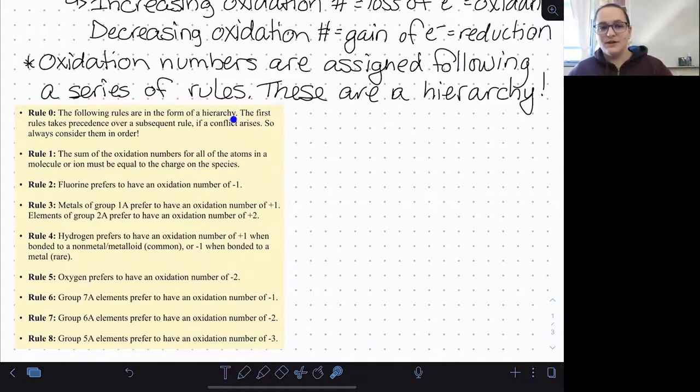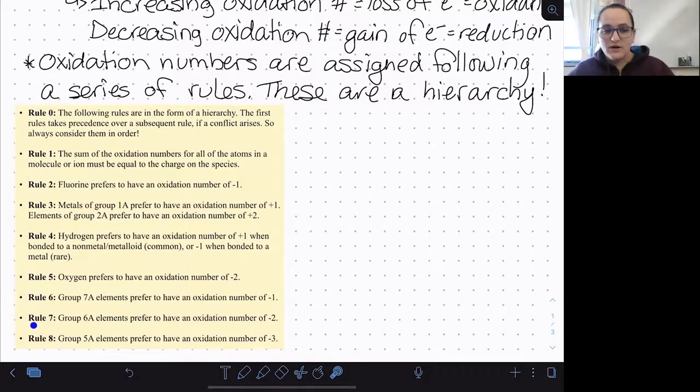Rule 0, just telling you that the rules are a hierarchy, so anything at the top supersedes anything over the bottom. Always consider them in order. Rule 1 tells us that the sum of all of the oxidation numbers for the atoms in a molecule or ion must equal the charge. So if you're talking about a neutral molecule, all of your oxidation numbers have to add up to 0. If you're talking about an ion with a -1 charge, all of your oxidation numbers have to add up to -1, whatever it may be.